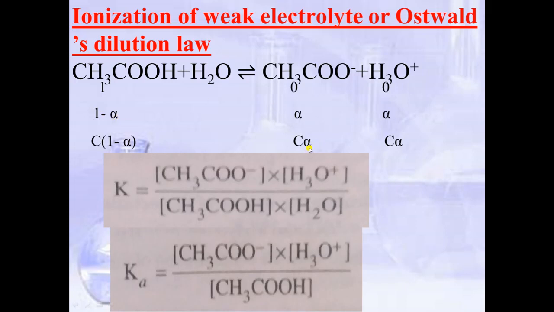Now, because we want to find out concentration, and this is the degree of dissociation, we will multiply the degree of dissociation with concentration, capital C, which stands for concentration. So it will become C alpha, C alpha, and C into 1 minus alpha. Now we know the concentration of acetate ion, hydronium ion and acetic acid, so we will put these values in the formula: CH3COO negative is C alpha, H3O positive is C alpha, and CH3COOH is C into 1 minus alpha.